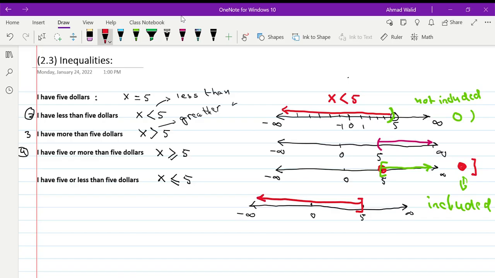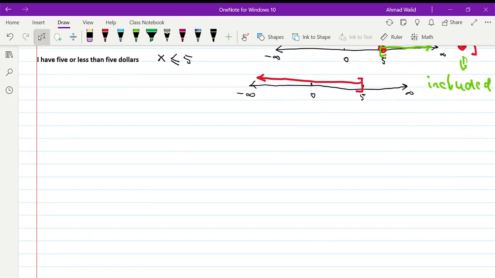Correct? Now, a few things about these signs. Let me make a short note for you. For less than and greater than, use open circle, or in your book, I'll recommend you to use parentheses instead of circle, correct? For less than or equal, greater than or equal, use always a closed circle or a bracket.